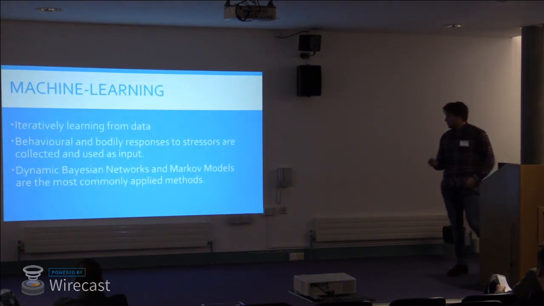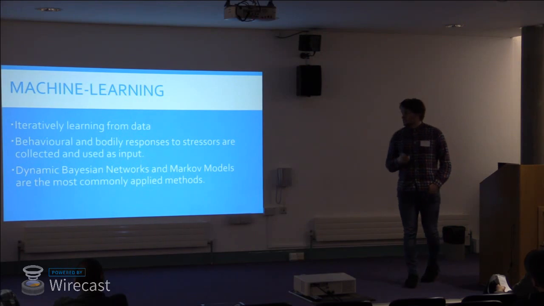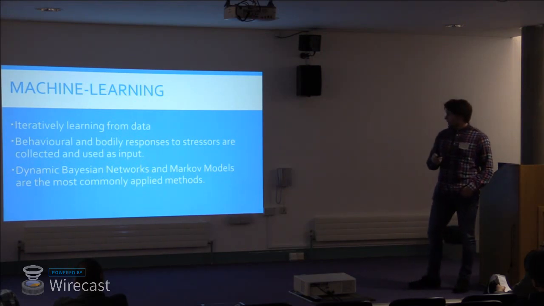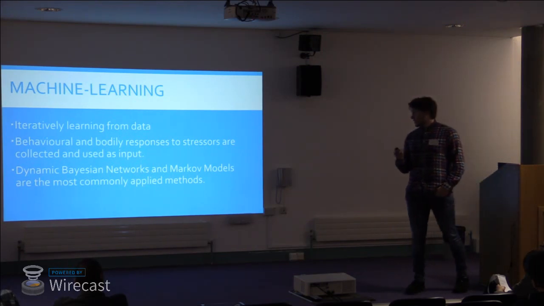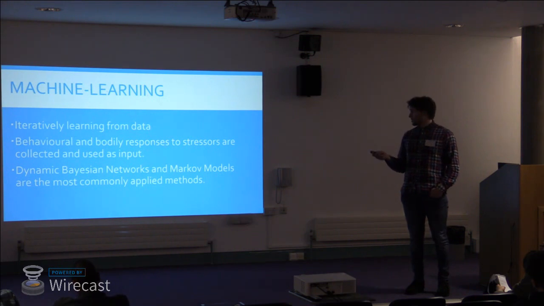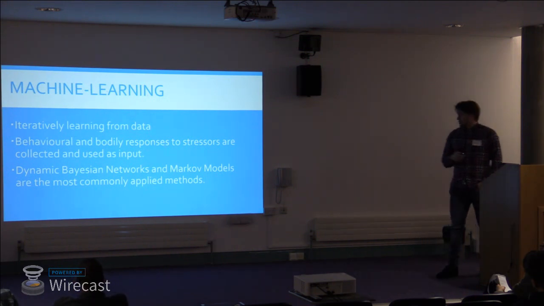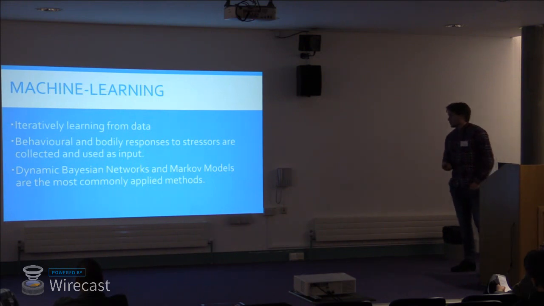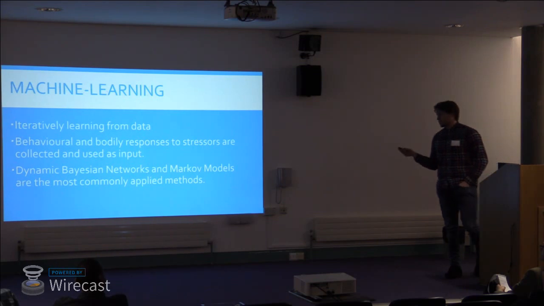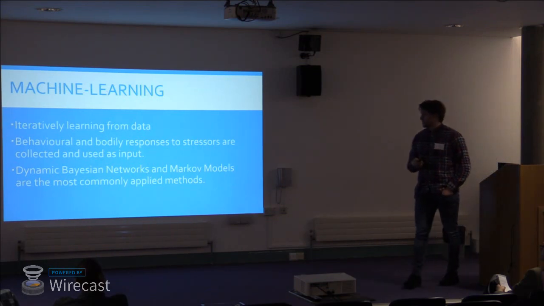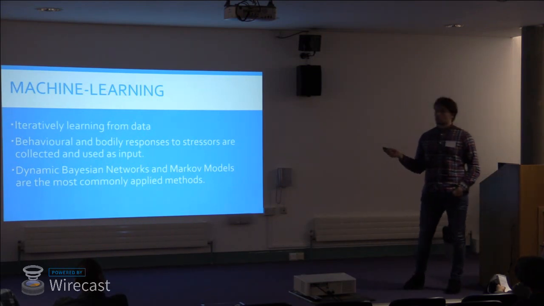And I'm going to quickly summarize machine learning, a concept we're all familiar with, I assume. It's a subfield of artificial intelligence and enables systems to learn from data in an iterative manner. In the context of physiological systems, behavioral and body responses to stresses can be used as features within models. And from the literature that I've surveyed, dynamic Bayesian networks and Markov models seem to be the most commonly applied methods.